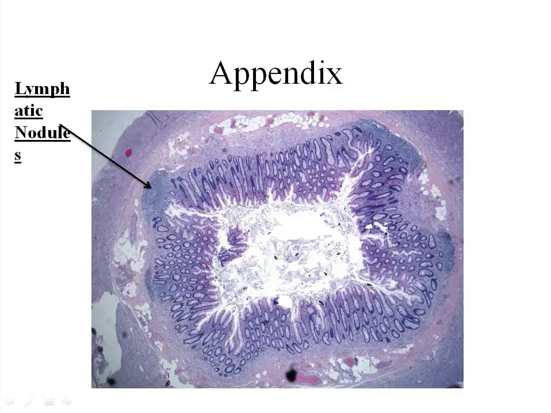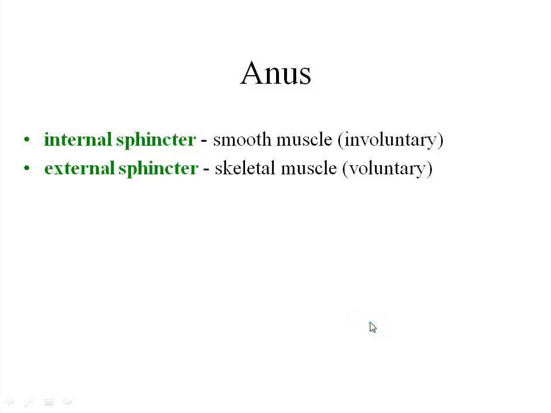Now the appendix is non-functional in humans, but it may be functional in other mammals. In the appendix, you will find a large number of lymphatic nodules and the same structures as the large intestine, with some amount of villi and crypts and secretions of mucus.